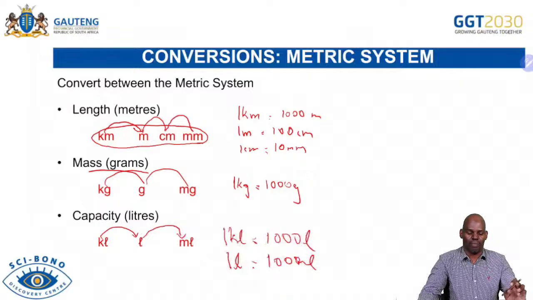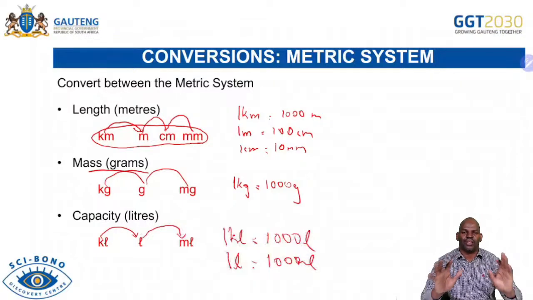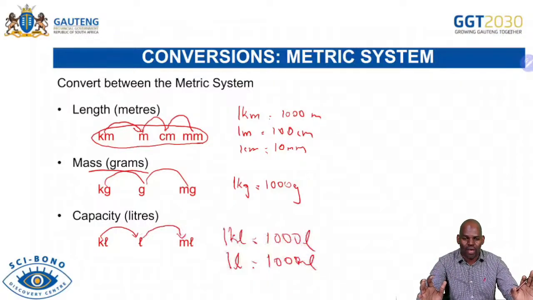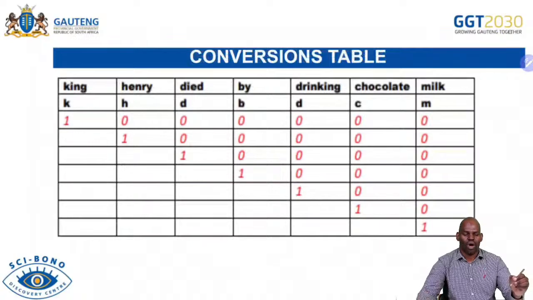Very, very important, boys and girls. As I indicated, this is what you need to know. If you don't make sure that you understand this section, I promise you, you are going to struggle with most of the questions in paper 2, because most of the questions in paper 2 involve conversion. So it is very important that you master this.